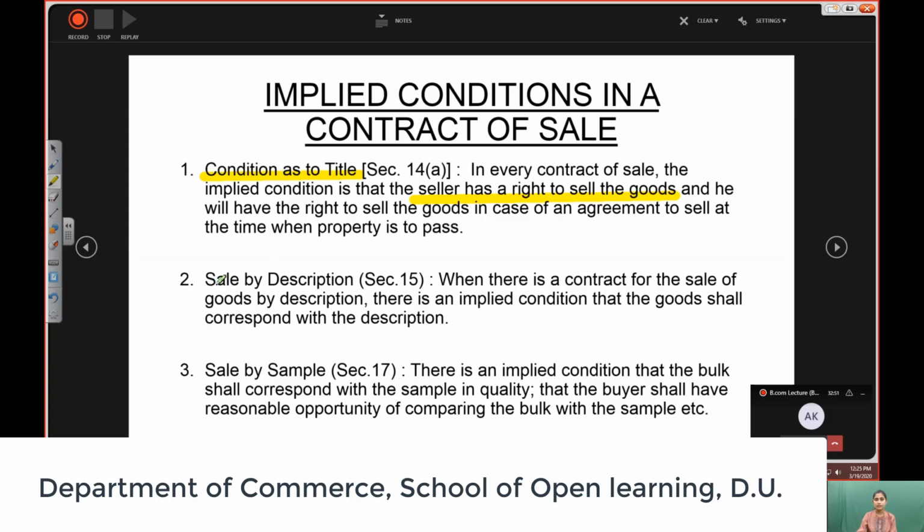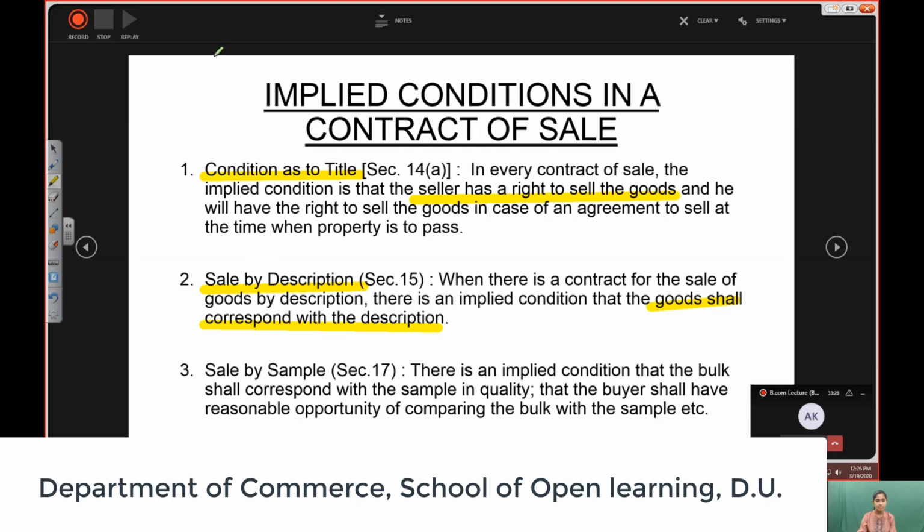Second point is sale by description, Section 15. Sale by description says that when there is a contract for the sale of goods by description, there is an implied condition that the goods shall correspond with the description. It means if the seller is selling something with a description, say he's selling Parle G goods, the goods should match the description. Once you have opened the packet, the Parle G biscuit should be a Parle G biscuit. It should not be something else. So your product should match the description.